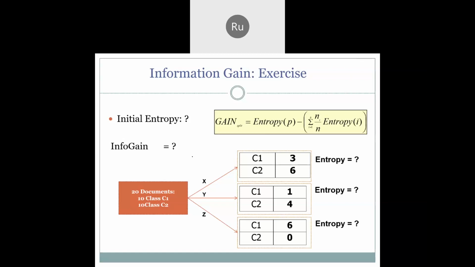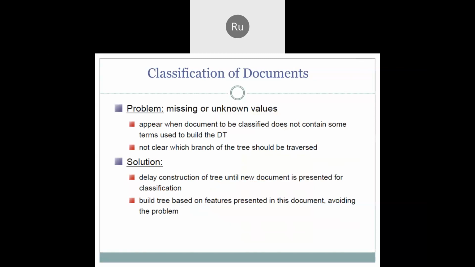Okay. So let's continue with the next one. Before that, the problem that we may miss is, what if that document does not have the term that we have predefined in the decision tree? So we cannot classify them. The solution is to delay the construction of the tree until a new document is presented for classification. That means we make sure that that particular new instance can be part of the training phase.